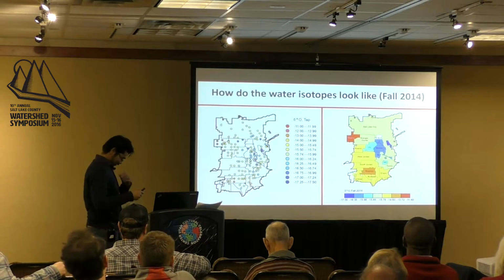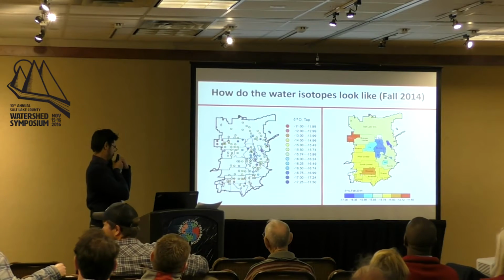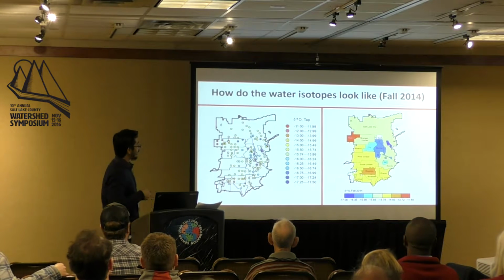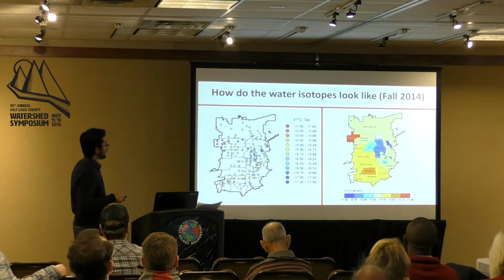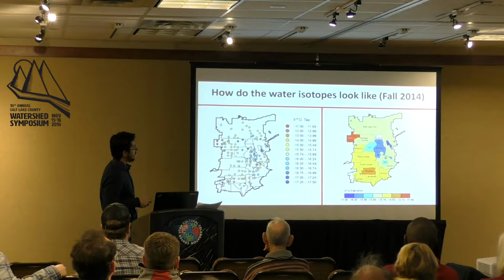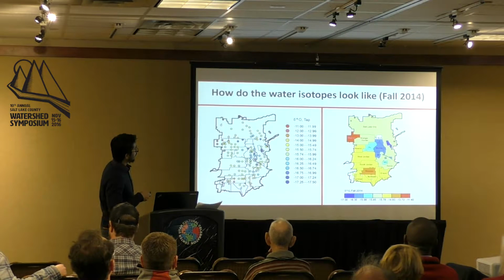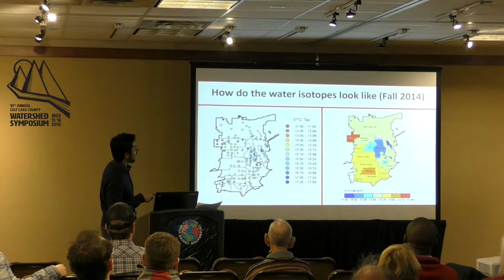So I'll probably just move it a little bit upward. So this is how the data looks. This is for one of the surveys that we did in fall 2014. We see that, first of all, there is a large variability here just in the small region of Salt Lake City. The highest isotopic values are observed in Magna district, and the lowest values are observed here in Murray and Midvale area.